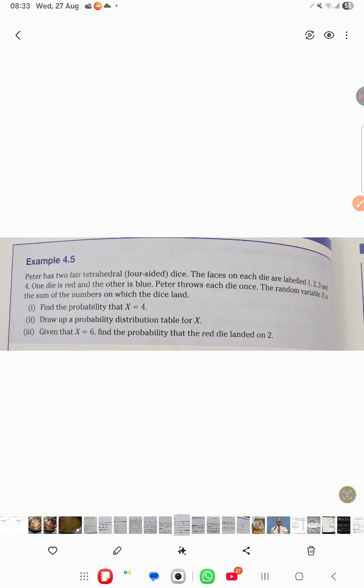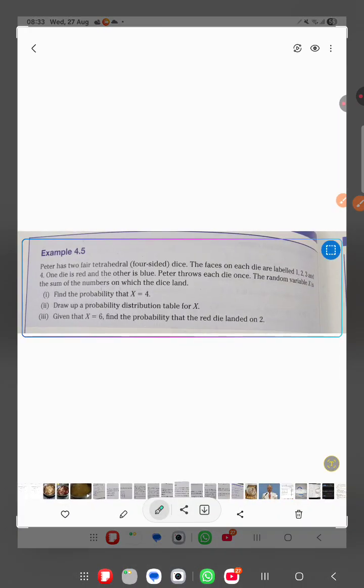Example 4.5. Read the question. Petra has two fair tetrahedral four-sided dice. The faces on each die are labeled 1, 2, 3, and 4. One die is red, the other is blue. Peter, did I say Petra? Peter throws each die once. The random variable x is the sum of the numbers on which the dice lands. Find the probability that x lands on 4.